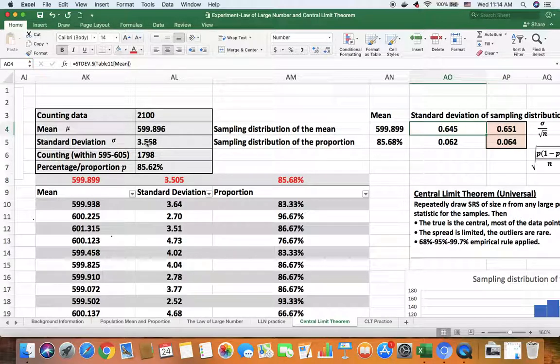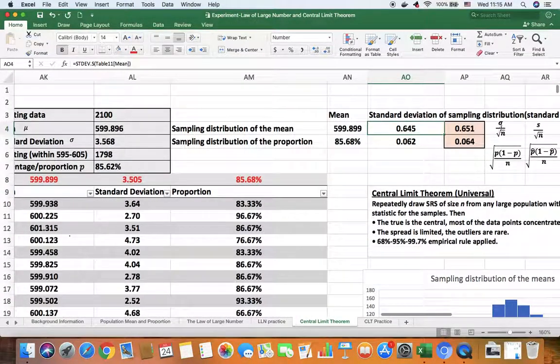Do they have a relationship? Yes. If we use this formula, the population standard deviation divided by the square root of the sample size, where the sample size is 30, we got this value. We compare these two. They are very close.